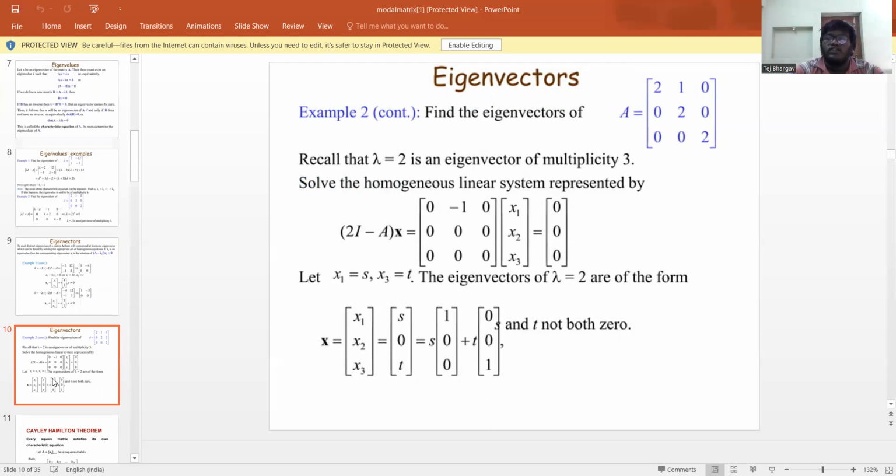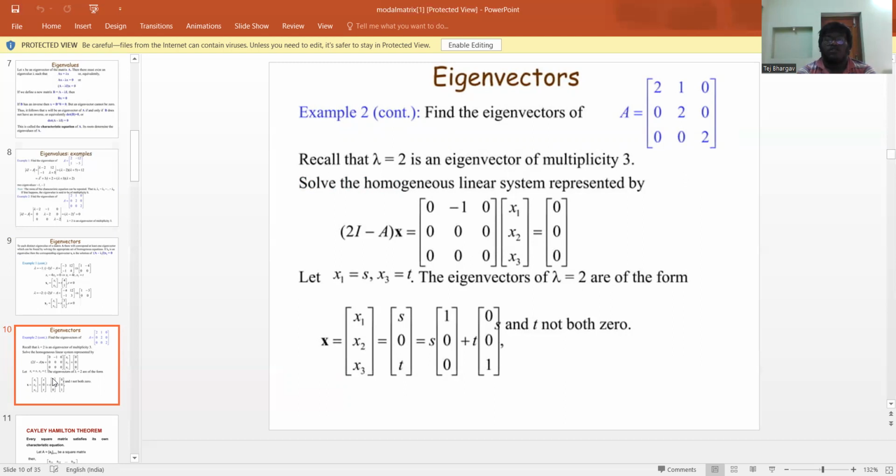Example 2. Find the eigenvectors of A equal to 2, 1, 0, 0, 2, 0, 0, 0, 2. Recall that lambda equal to 2 is an eigenvalue of multiplicity 3. Solve the homogeneous linear system represented by (2I minus A) into x equal to 0, which is the matrix 0, minus 1, 0, 0, 0, 0, 0, 0, 0 into x1, x2, x3 equal to 0, 0, 0.